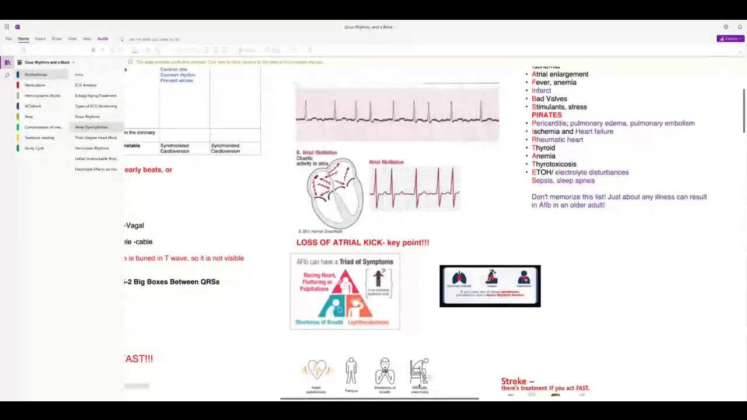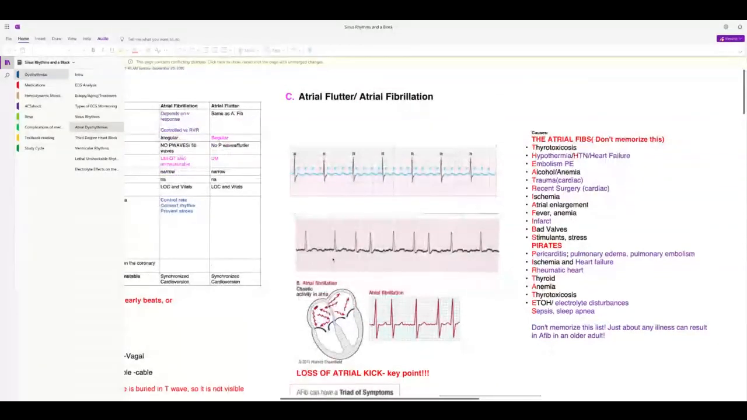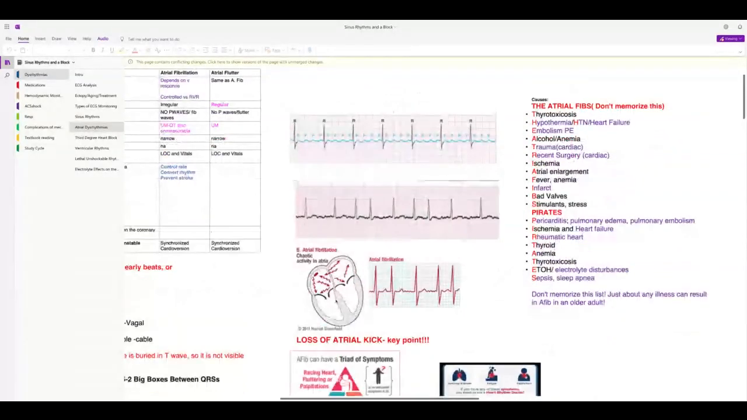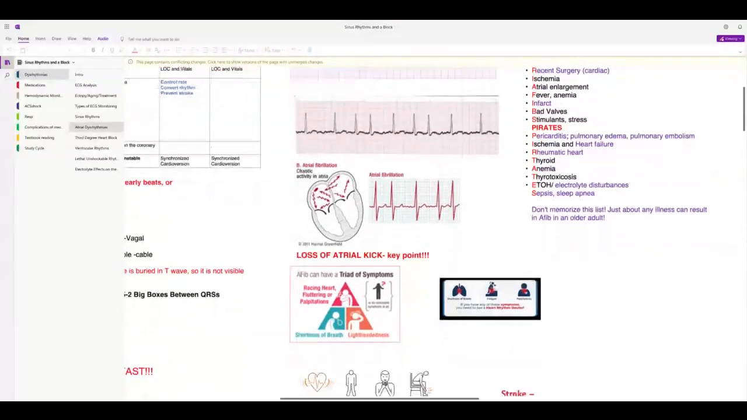Okay, now with AFib and A flutter, this is A flutter. This is AFib. With AFib, I talked about the atria are just quivering. That's why they can develop clots. So they also have a loss of the atrial kick, which is a key point, right? The atrial kick is when the atria contract, and that contributes 25% to the cardiac output. Okay, so that's why it's a key point.